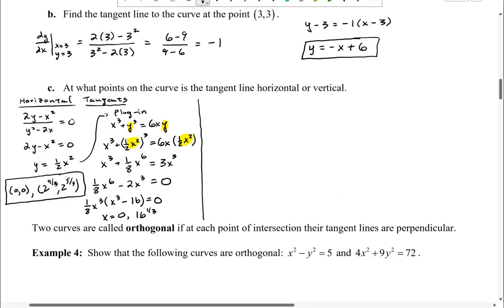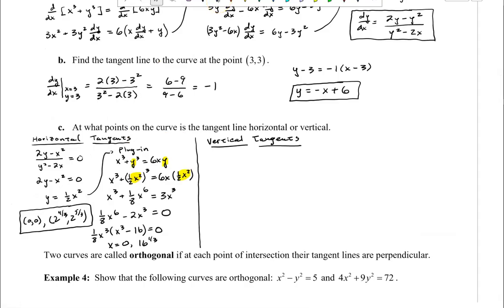Let's look at the vertical tangents. So the vertical tangents will happen wherever the derivative is undefined. In other words, we're going to take the denominator of the derivative and set it equal to 0. Just as we did previously, let's isolate one of the variables. In this case, x is easier to isolate. Now we'll plug in 1/2 y squared for x in the original equation.